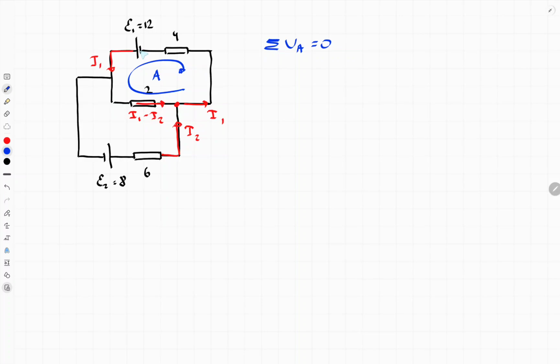So here we have 3 elements. We have a battery, 4 ohm and 2 ohm. Basically 12, this one, plus or minus 4 times I1, electric current passing through this one is I1, and the voltage of this 2 ohm, which is 2 times I1 minus I2 according to Ohm's law, should be equal to 0. Here now we should be careful with these signs, which one is positive, which one is negative.